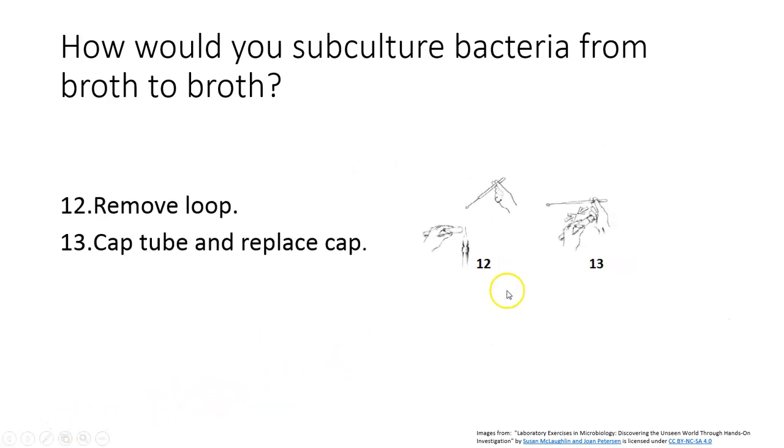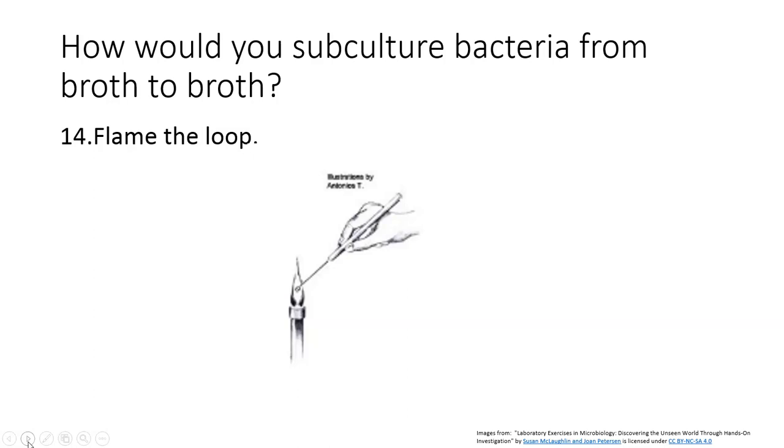After you've inserted your inoculum, you're going to remove the loop, flame the mouth of the test tube again, and then cap the tube. Are you done? No, we've got to flame the loop. That's the last step of our aseptic technique. We want to be sure that we don't contaminate the environment around us with bacteria from our experiment.